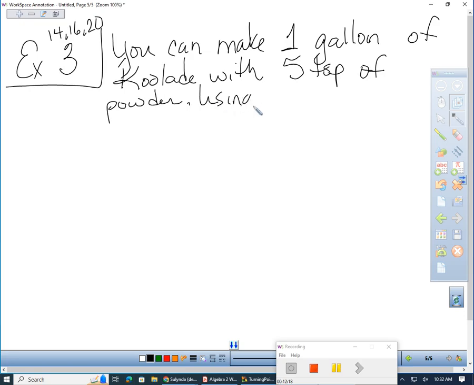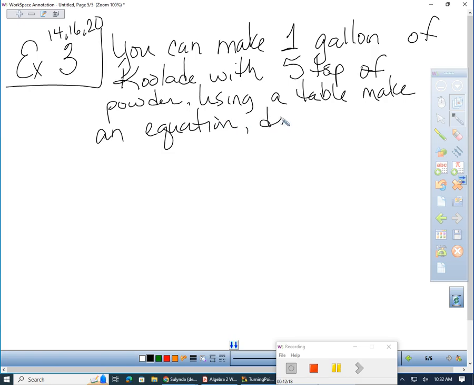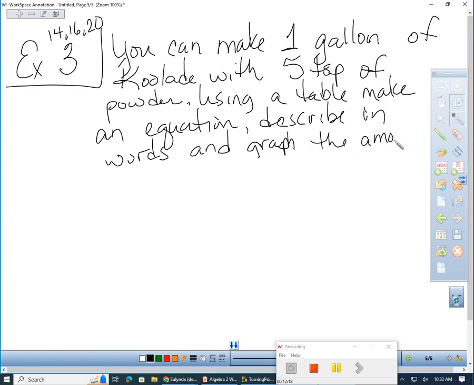Using a table, make an equation, describe in words, and graph the amount of powder used.